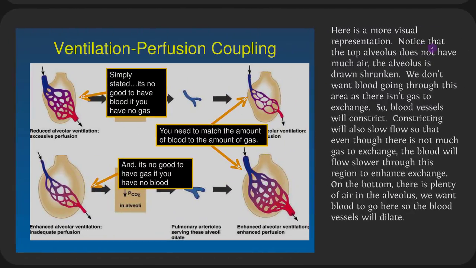Here's a more visual representation. Notice that the top alveolus doesn't have much air in it. The alveolus is drawn shrunken, at least compared to this one. We don't really want blood going through this area as there isn't gas to exchange, so blood vessels will constrict. Constricting will also slow flow, so that even though there's not as much gas to exchange, the blood will flow slower through this region to enhance exchange. On the bottom, there's plenty of air in the alveolus. We want blood to go here, so the blood vessels will dilate.